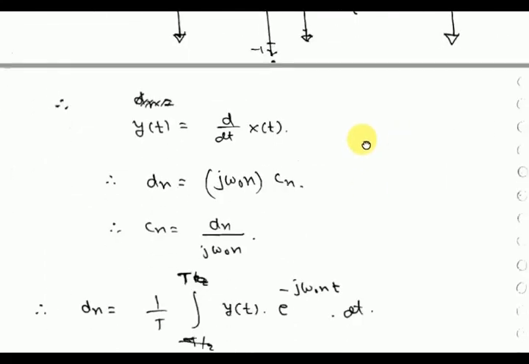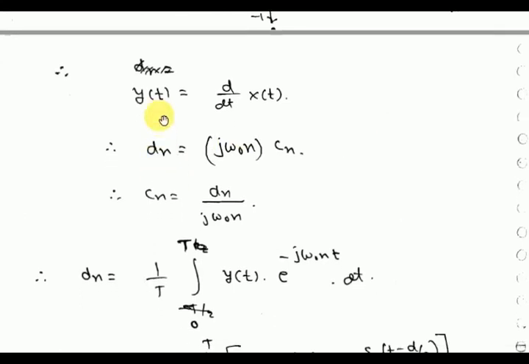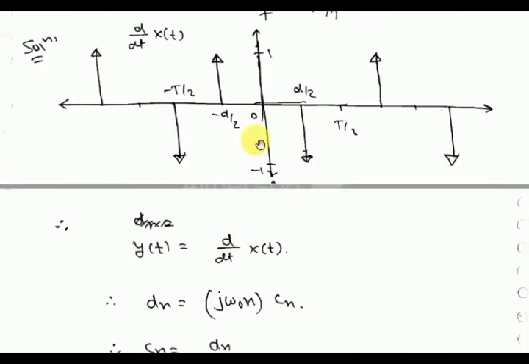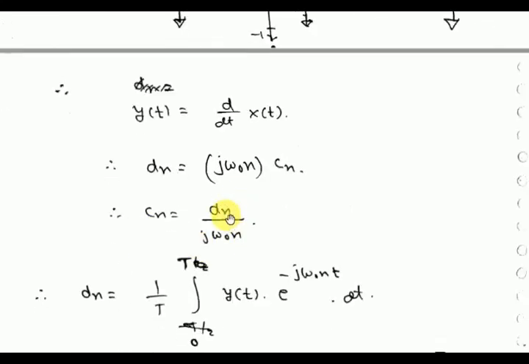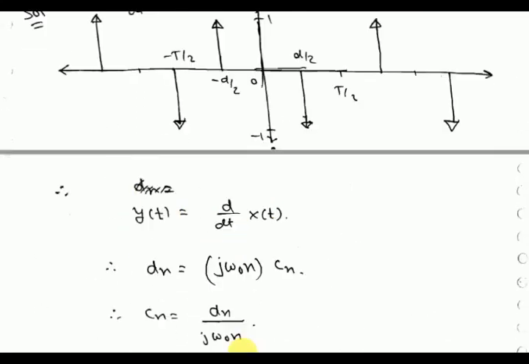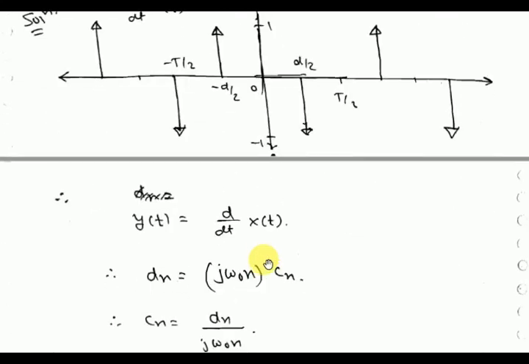If you don't, please ask me. Okay, so y of t equals d by dt of x of t, this is y of t, so we will have Dn equal to j omega naught n Cn. Cn will be Dn by j omega naught n. So we have to find Cn actually. Cn is the Fourier series coefficient of x, and Dn is the Fourier series coefficient of y. We can find Dn easily, we have to find Cn at last. First of all we have to find Dn.